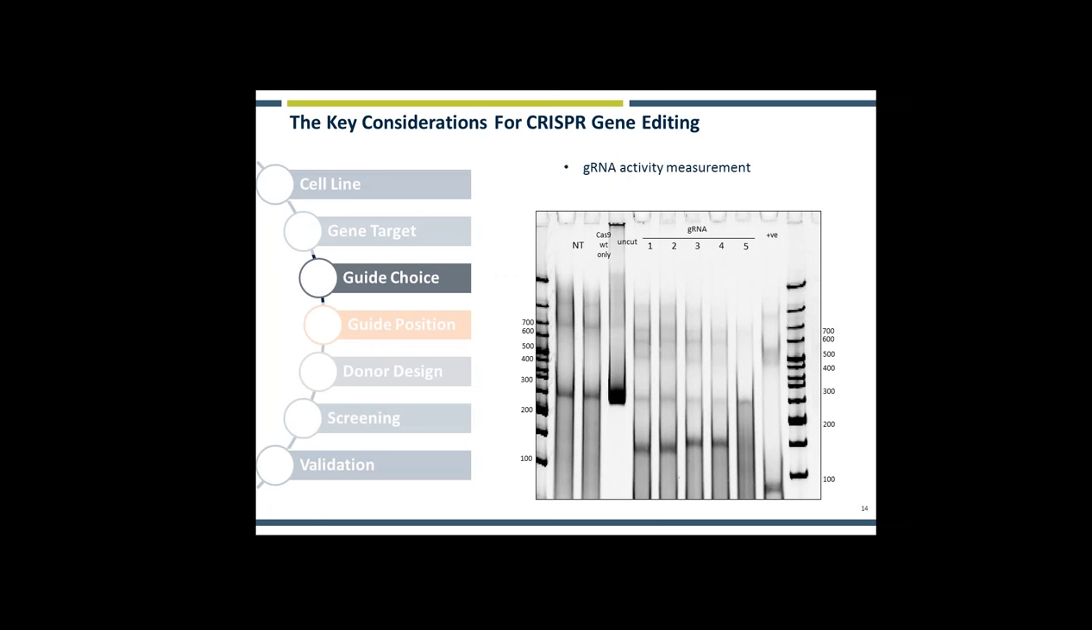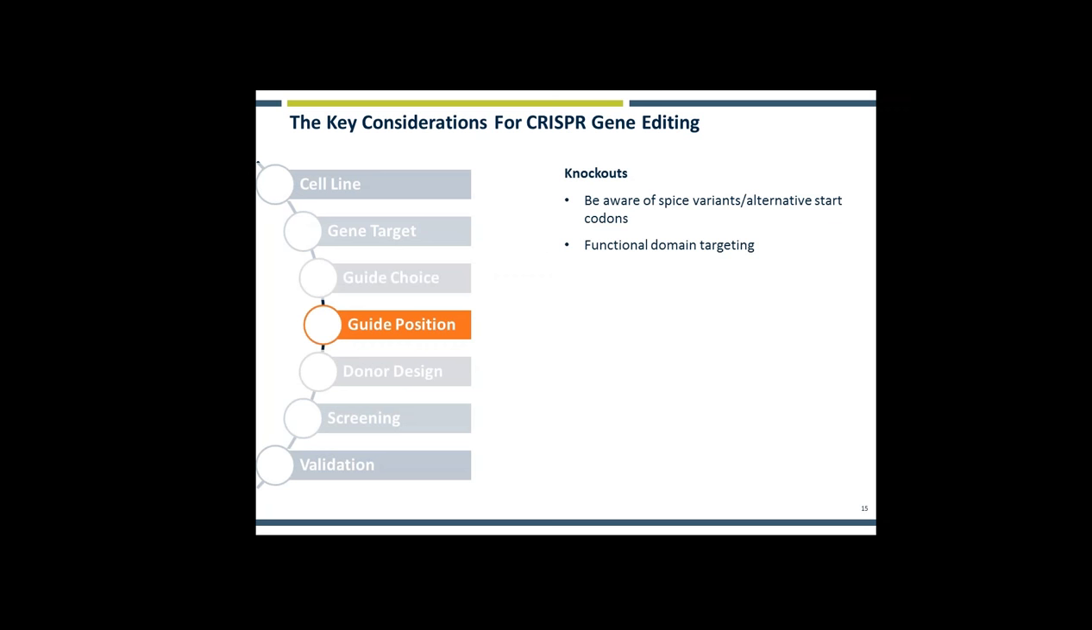And so had we picked this guide and progressed into our full-blown genome editing experiment, we'd have been screening a lot of clones without finding any that were targeted. Now, beyond just picking an active guide with a low off-target potential, what you also need to do is pick one that's in the right position. And this will depend somewhat on the type of modification that you want to make.